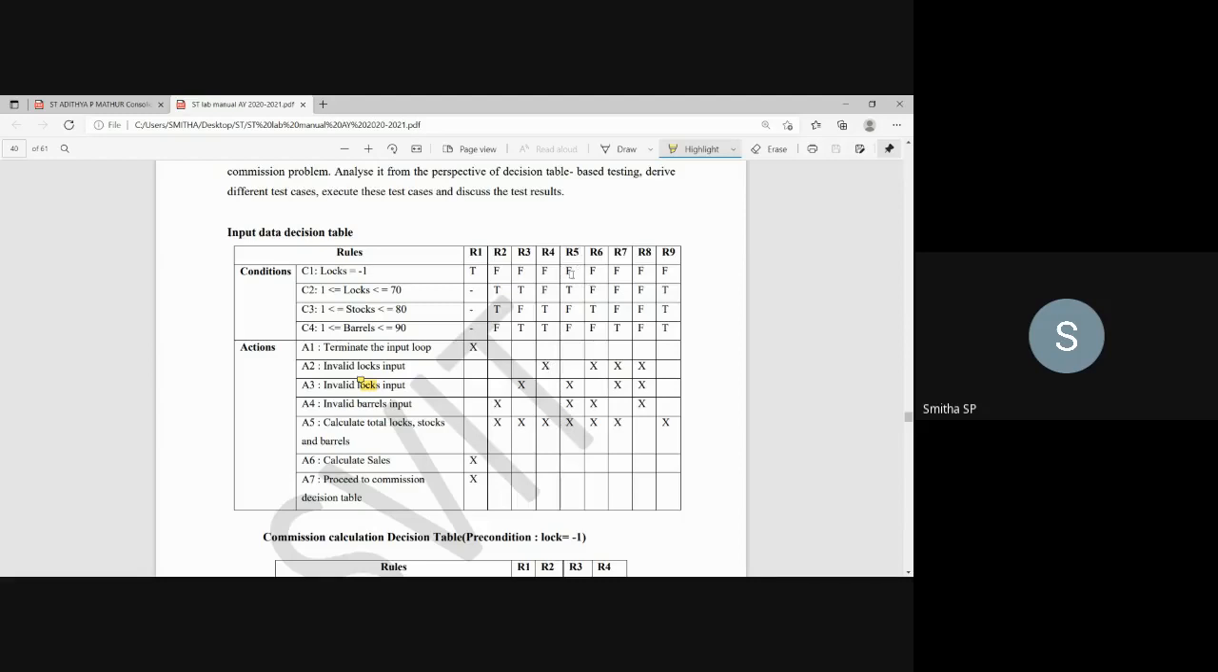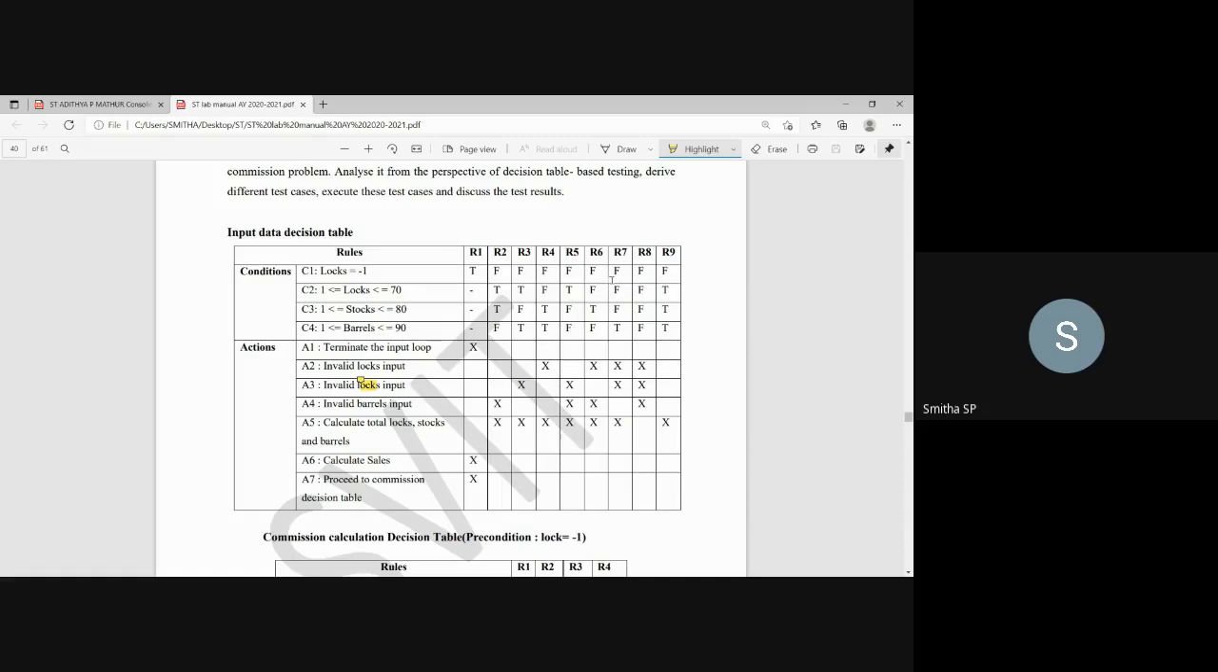Similarly, for rule 5, the conditions for stocks and barrels are false. C3 and C4 are false, and only the logs value is valid here, so you have to update the total logs. So action 5 is marked. Then since C3 and C4 are invalid, you have to display the subsequent actions for that, that is A3 and A4 entries should be marked, invalid stocks and invalid barrels.